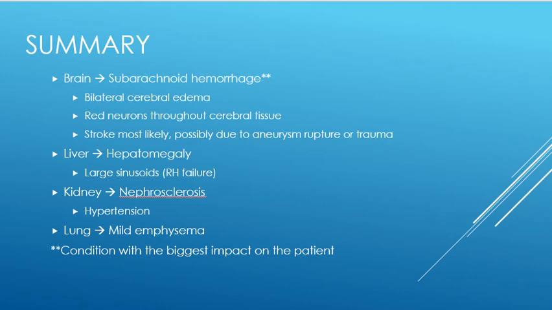In the liver, we found severe hepatomegaly as well as large sinusoids, which are indicative of right heart failure. In the kidney, we found nephrosclerosis, which is indicative of hypertension. And in the lung, we found mild emphysema. And the condition that we think had the biggest impact on our patient and most likely led to her death was the subarachnoid hemorrhage in the brain.